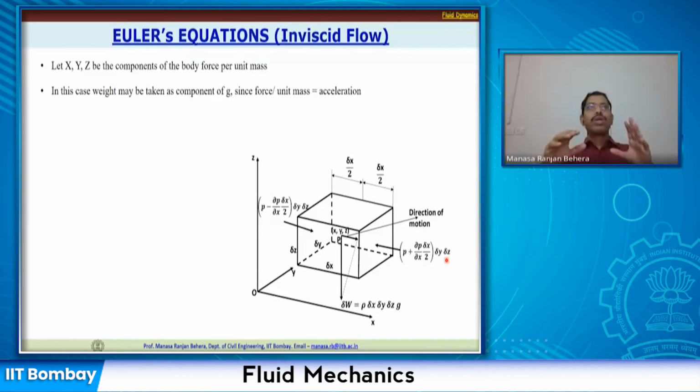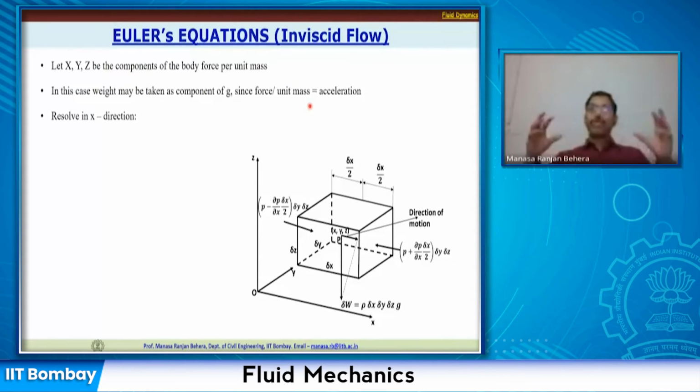Okay, so now let us consider this, which is basically an element having delta x, delta y, delta z as the dimensions in the respective x, y, and z directions, and the body force of this fluid element is noted here as X, Y, and Z in the respective directions. Okay, so it is the body force per unit mass. So now in this case, weight may be taken as a component of g, since force per unit mass equals acceleration. Okay, so now taking this, let us resolve in the x direction.